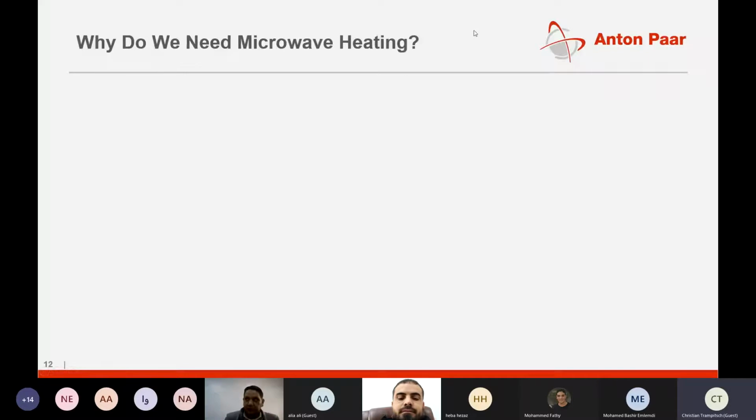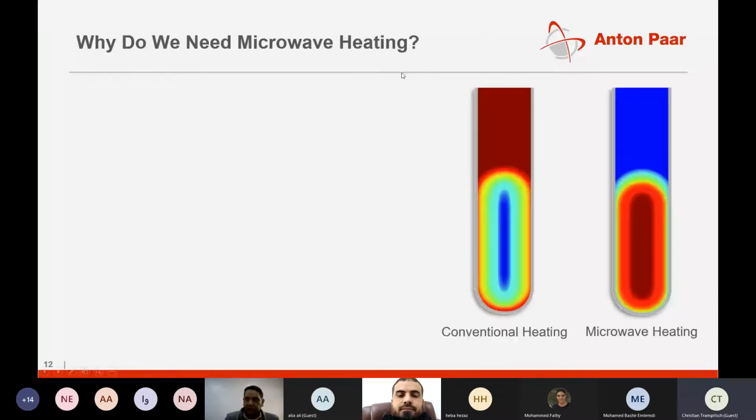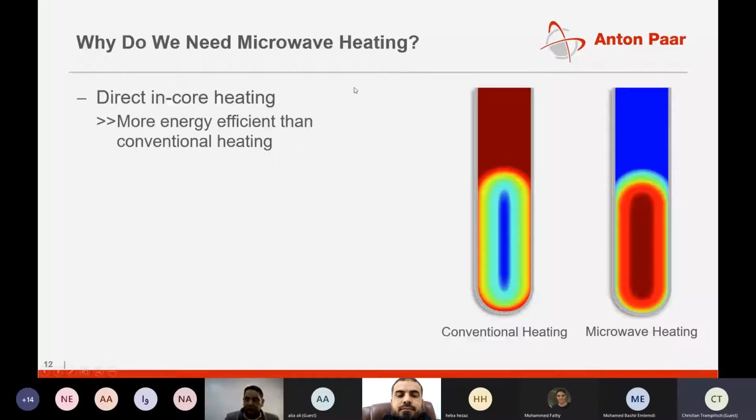Regarding temperature, there's also the question, why do we need microwave heating? Why do we use microwave systems? The reason is clear. On the one hand, microwave heating provides a direct in-core heating. So here on the right side, we have a scheme of a microwave heated vessel, and on the left side, we have some conventional heating.